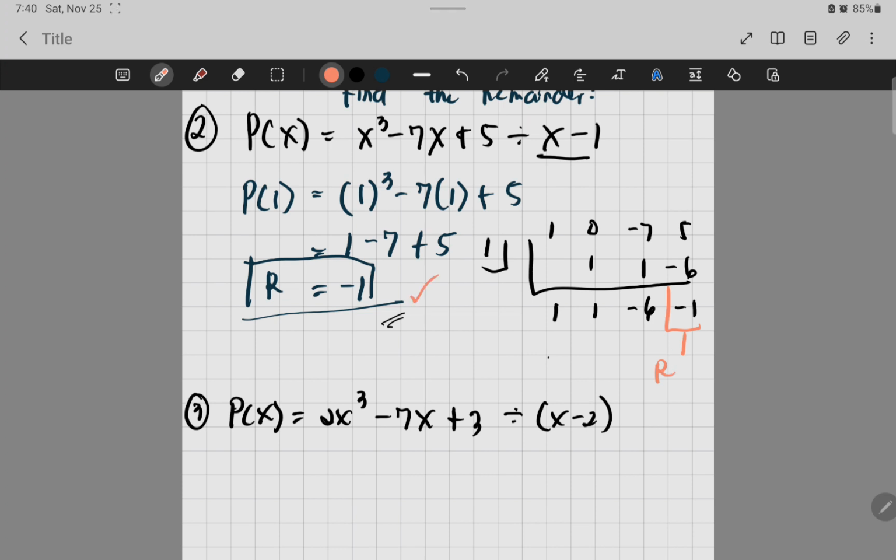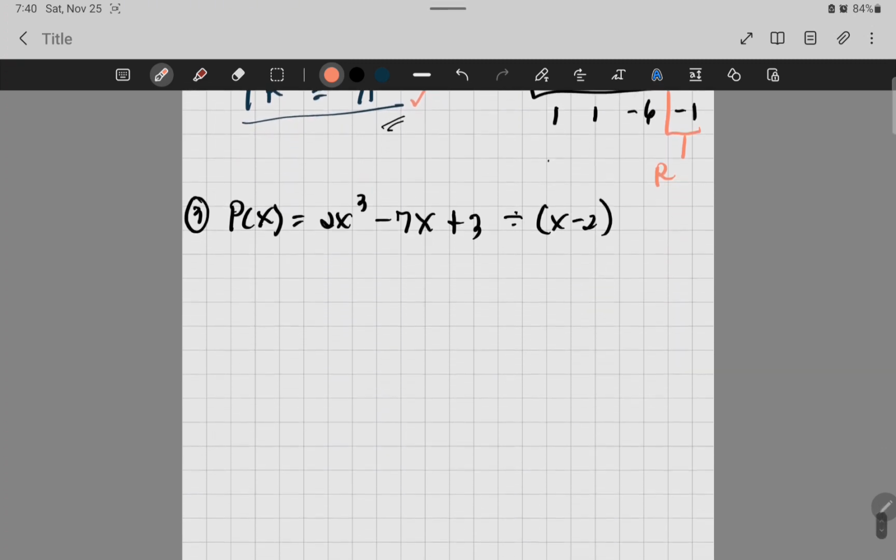So again, if you are not sure with your answer using the remainder theorem, you can use synthetic division just to verify your answer. Alright, so let's have another example. If you have 2x cubed minus 7x plus 3 divided by x minus 2, what is the remainder? What will be the value of c here if you have x minus 2? That is positive 2.